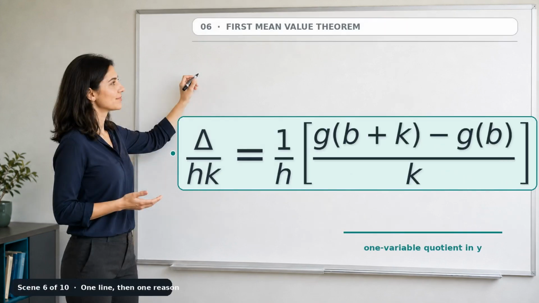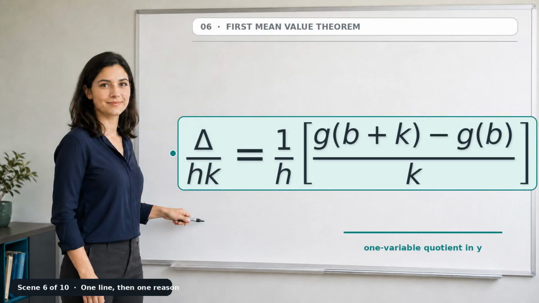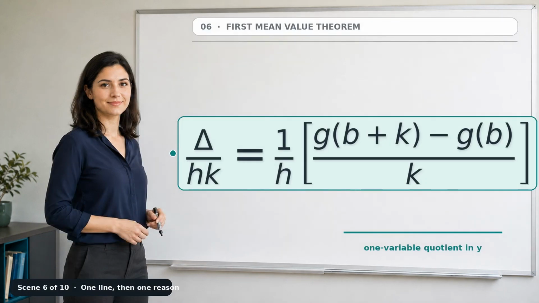Substitute that new description of delta into our ratio. Look only at the bracketed expression, g of b plus k minus g of b divided by k. It is an ordinary one-variable difference quotient for g. What expression in the previous line makes the mean value theorem useful? Exactly that circled difference quotient.